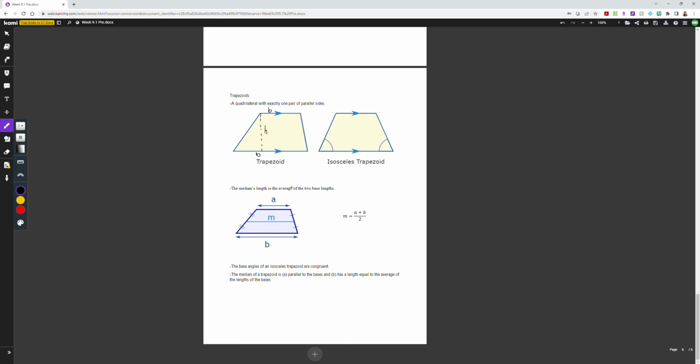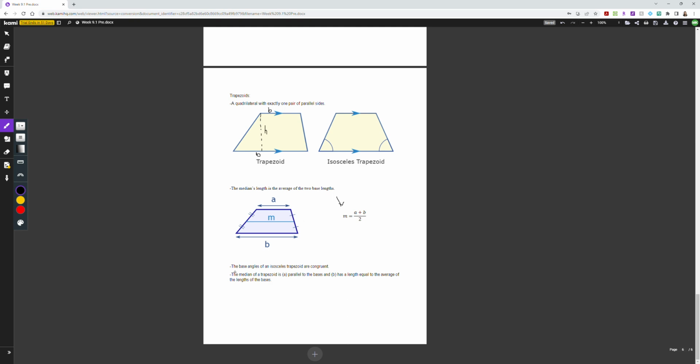Now the median length, so this thing is the median, remember, is the average of the two base lengths. So how we would find that is M equals (A plus B) divided by 2. So we would use this formula to find the median length.